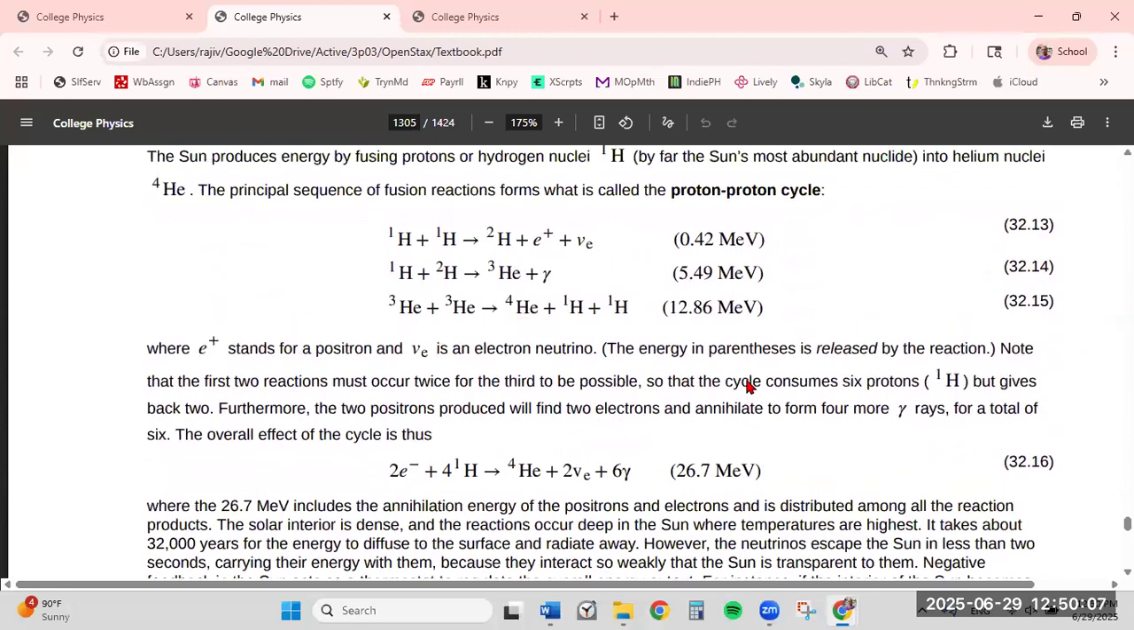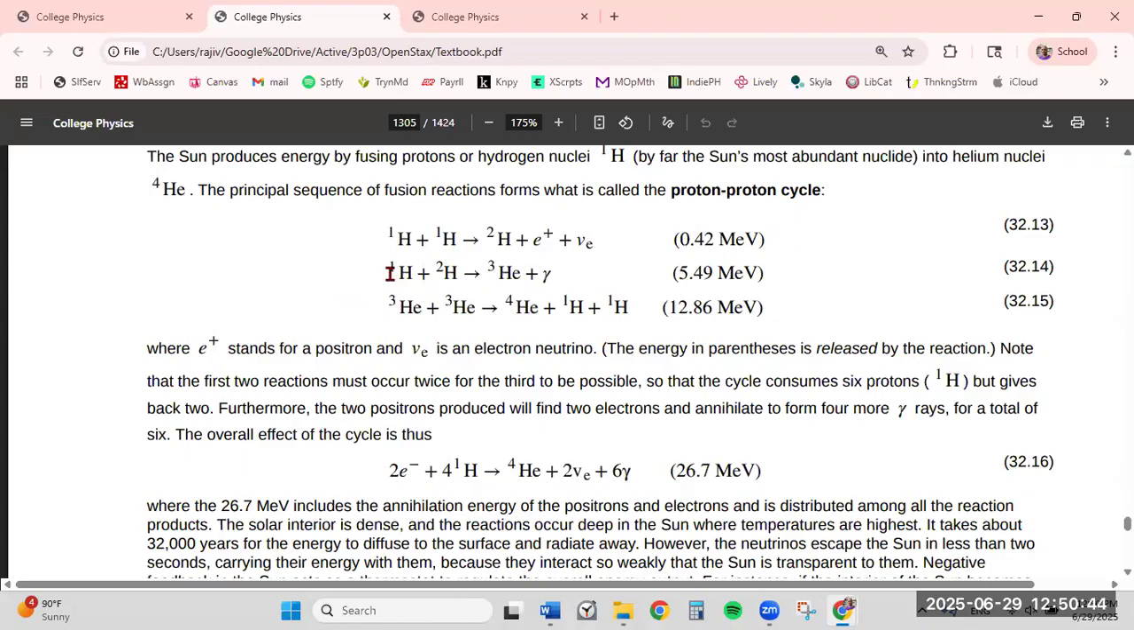These are some examples of fusion reactions. So for example, here you have two hydrogen nuclei combining to give you deuterium: hydrogen-1 plus hydrogen-1 gives you hydrogen-2. And then in the process, positrons and neutrinos are released. And in this reaction, 0.42 MeV of energy is released.